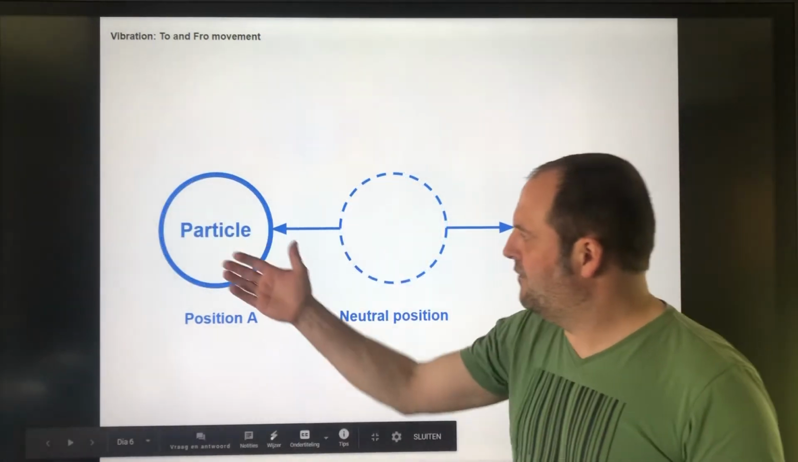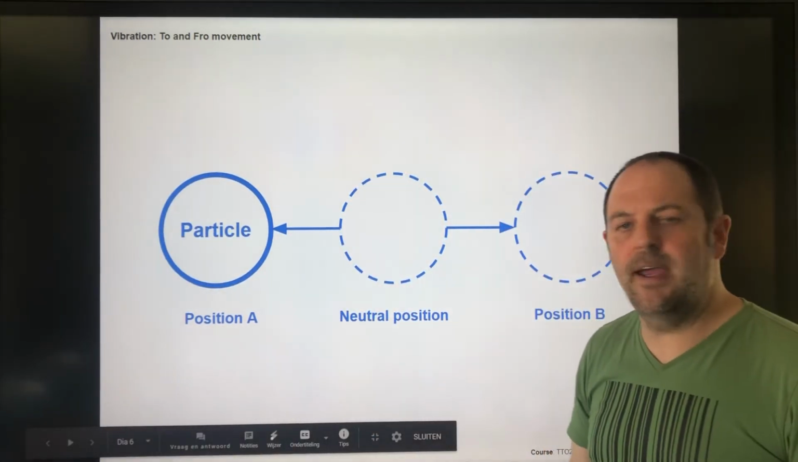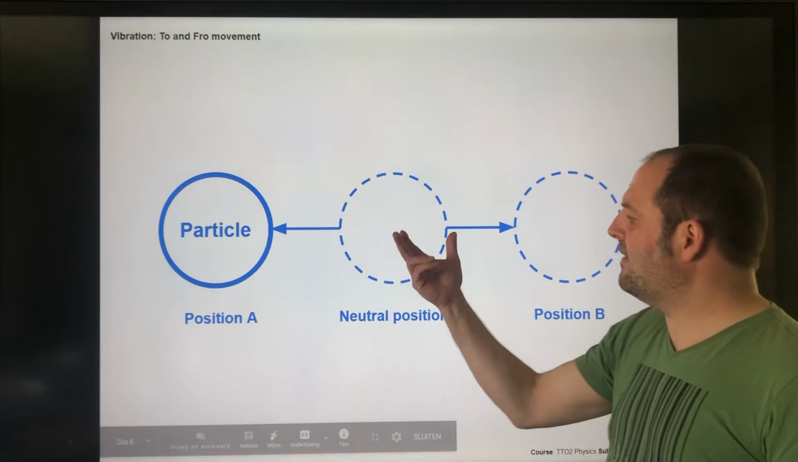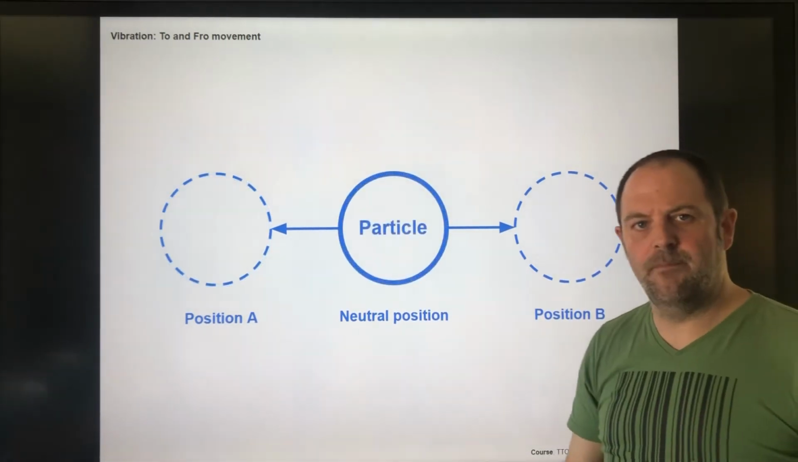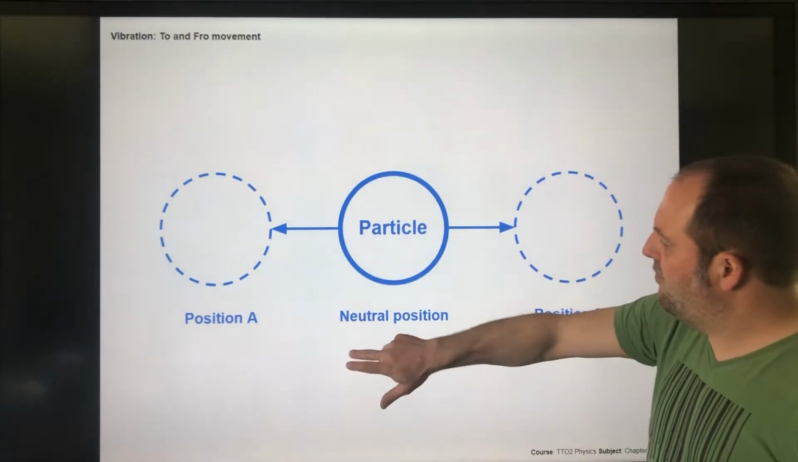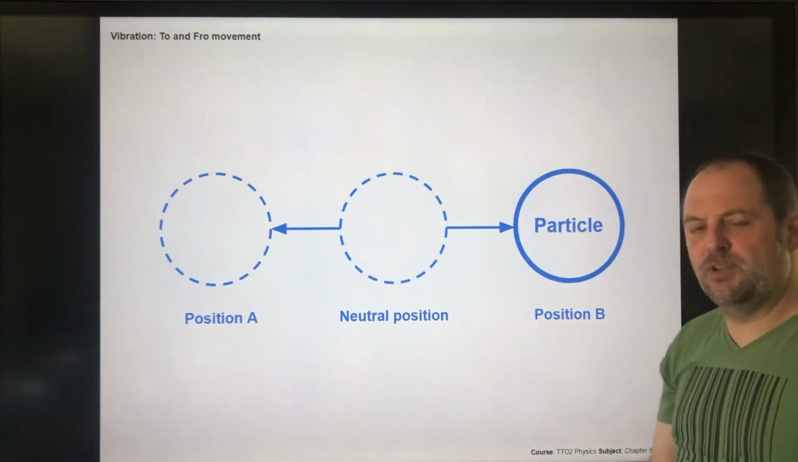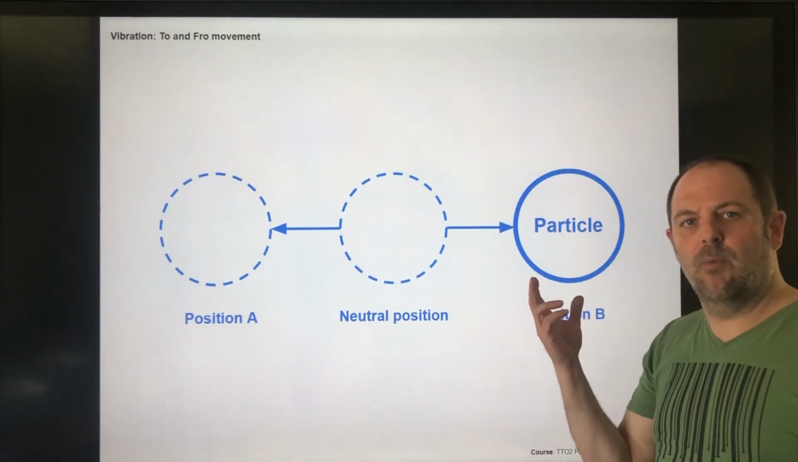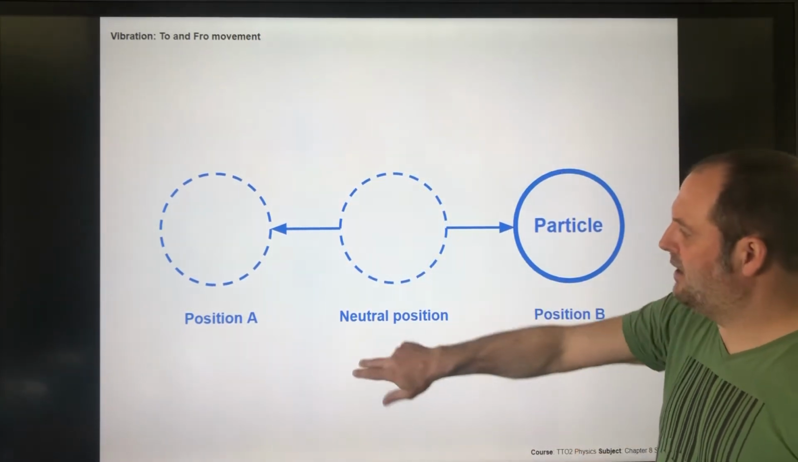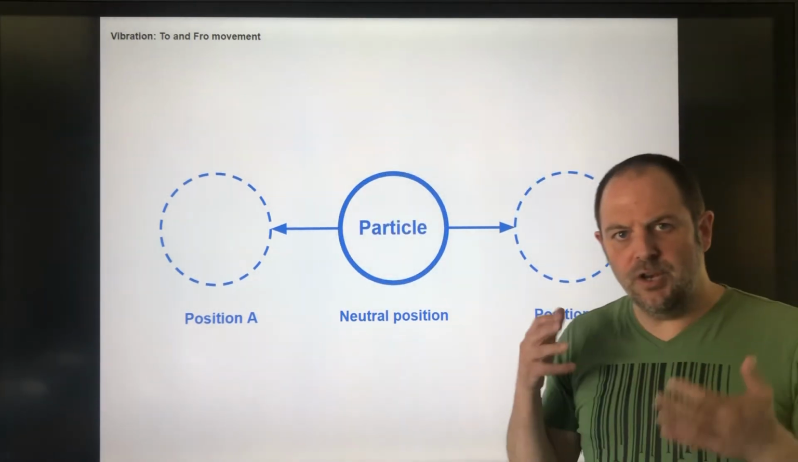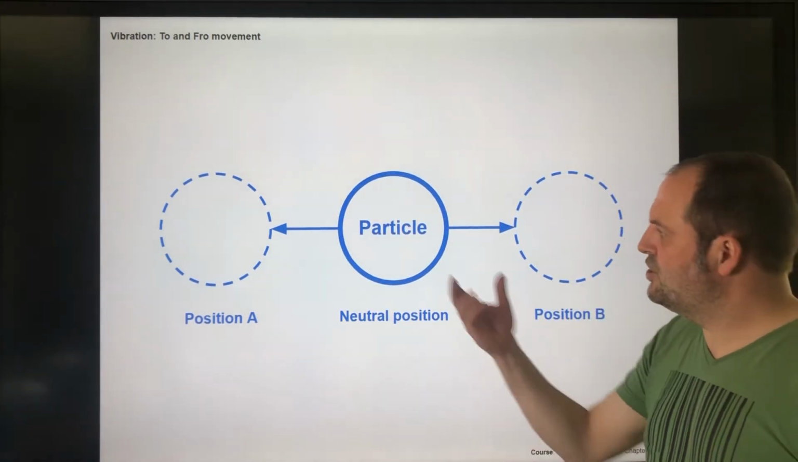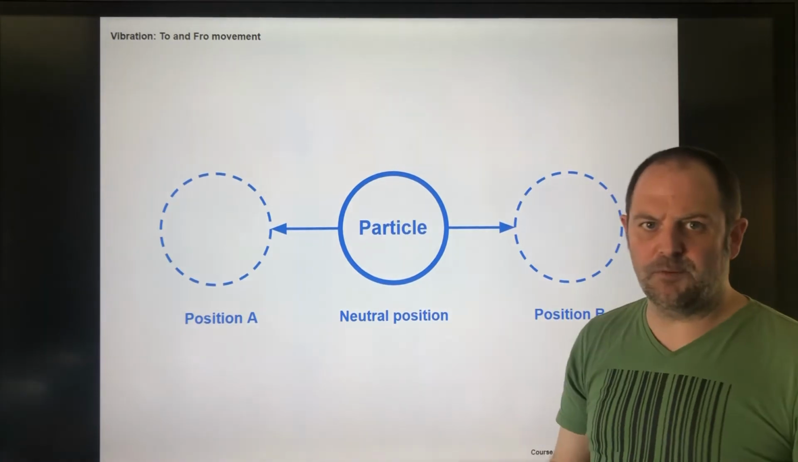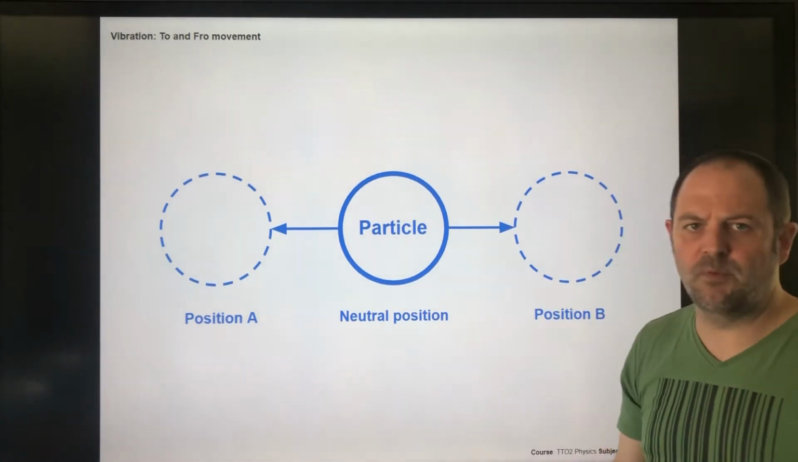It starts vibrating, for instance, to position number A, and then it will automatically go back to its neutral position. If it vibrates on, then it moves to position number B. When it reaches position number B, it goes back to its neutral position. So you need to remember that the vibration is just a movement around a fixed point, in this case, the neutral position.